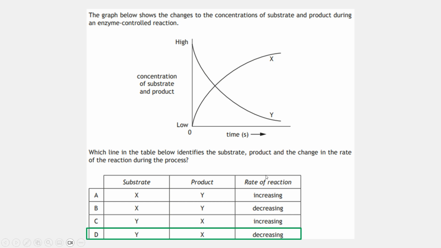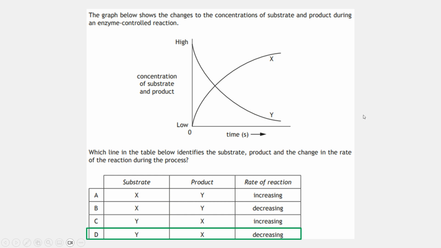But as for the rate of reaction, how quickly it's proceeding, how effectively we're getting to our end product, over time this is going to decrease because we're using up our substrate. If we don't have our substrate, the reaction cannot continue. That's why you've always got to ensure there's a plentiful supply of your substrate.